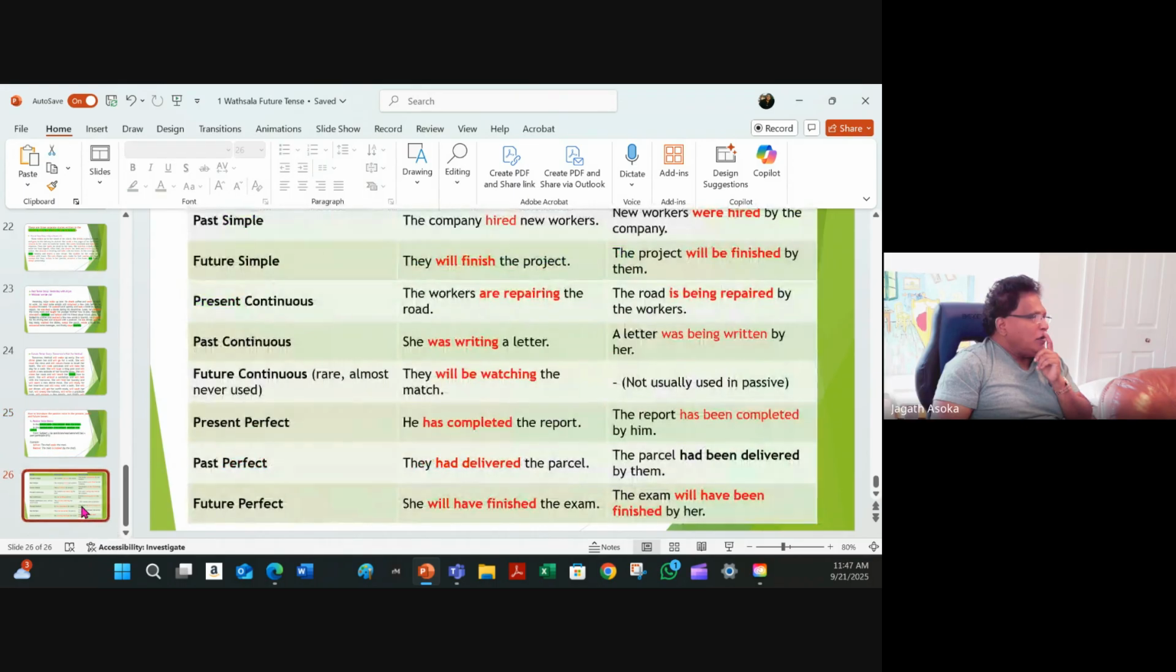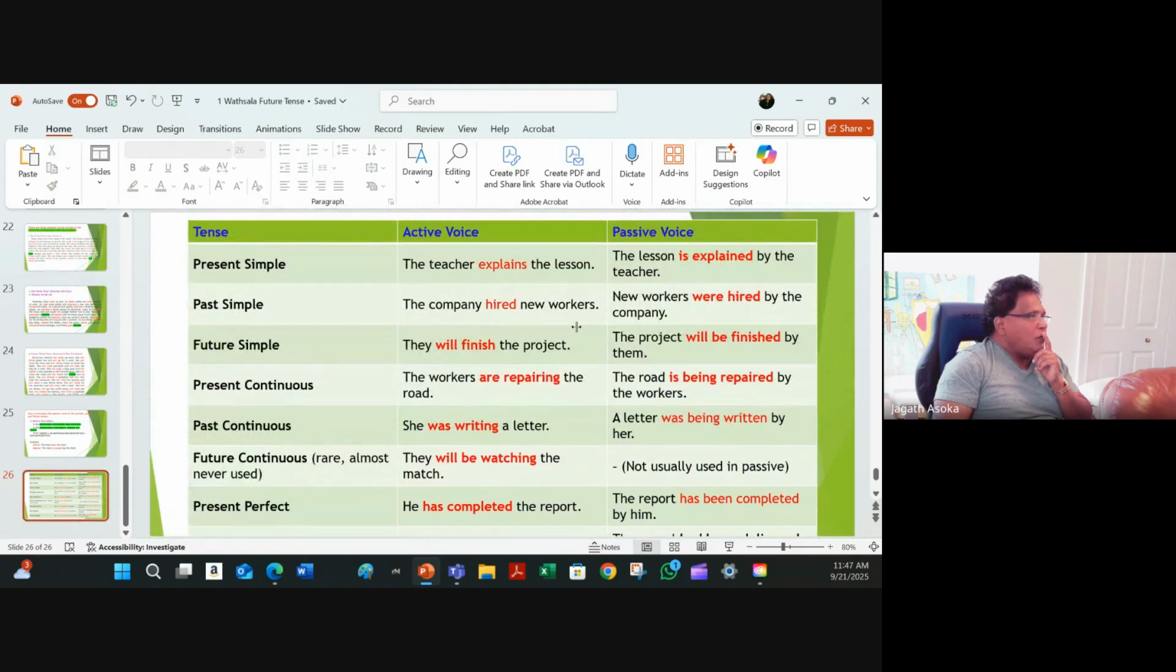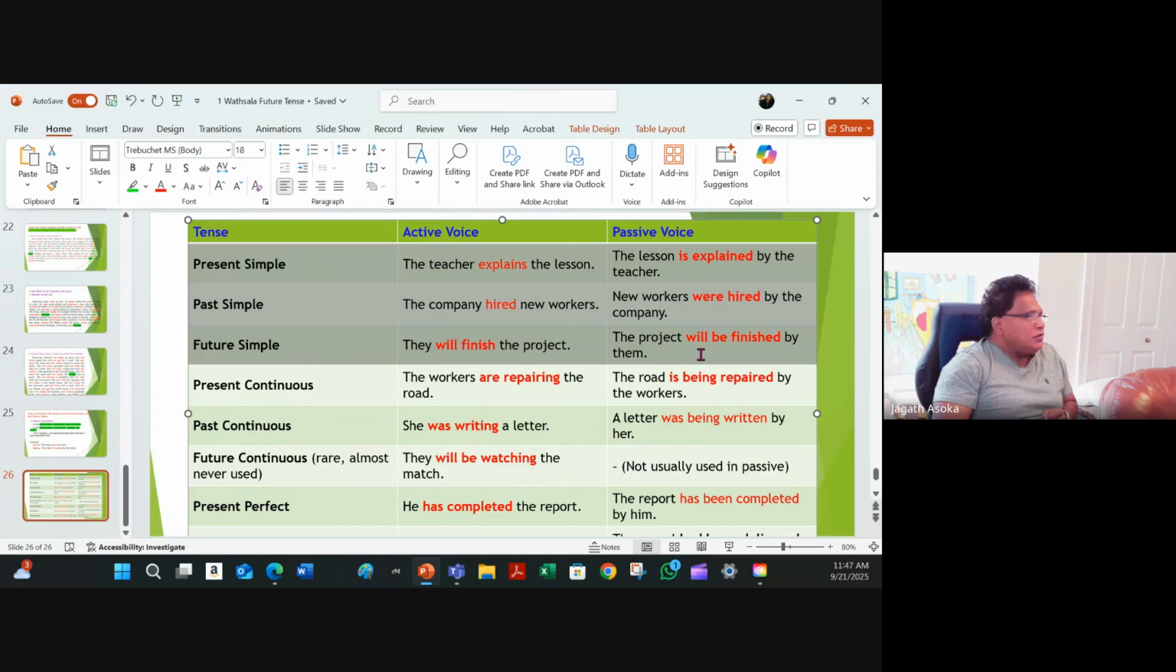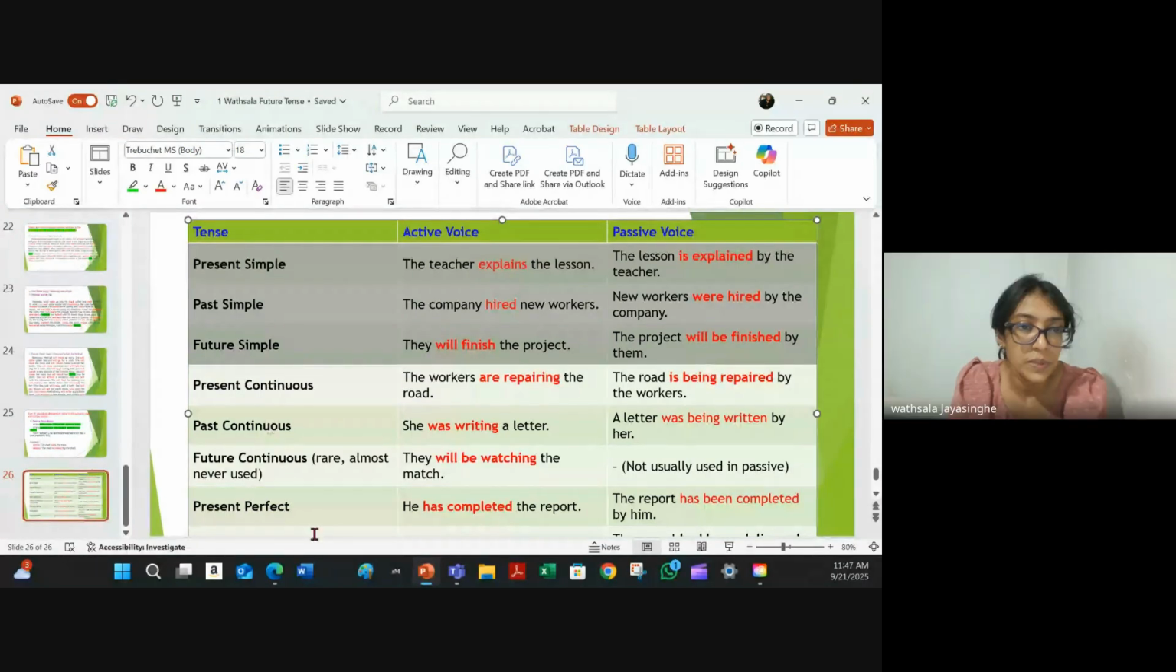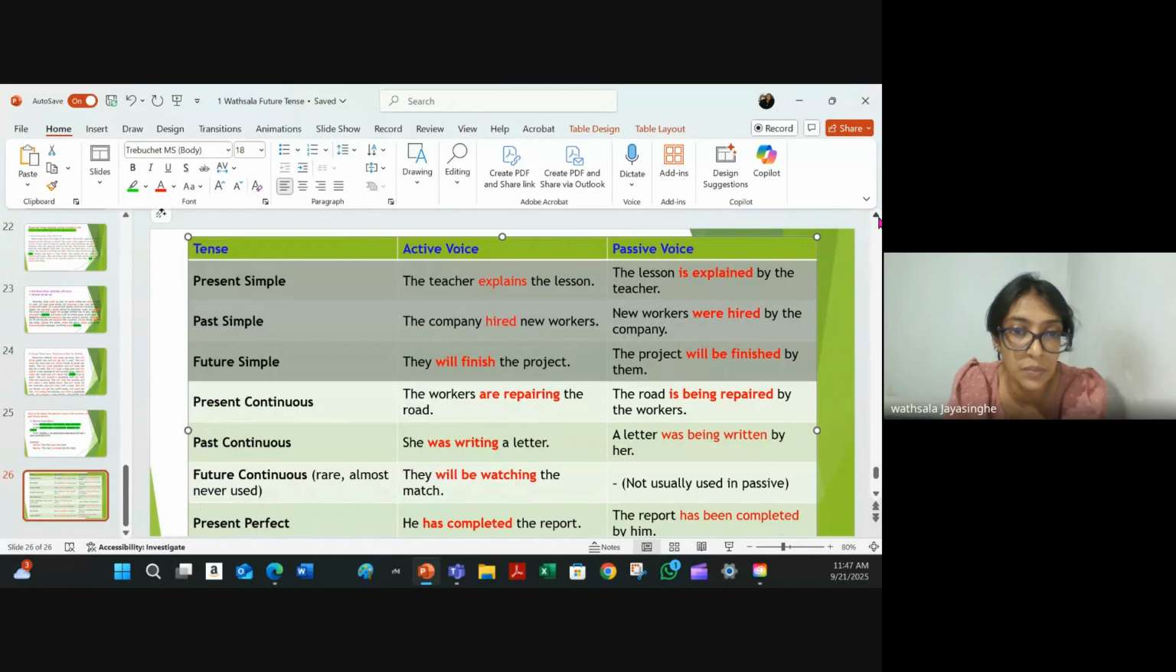Okay, do only the first three because we are not going to go through all of them. We are going to do only present, past, and future. Focus on these three. Yeah, go ahead. Present simple. Active voice: the teacher explains the lesson. Passive voice: the lesson is explained by the teacher.